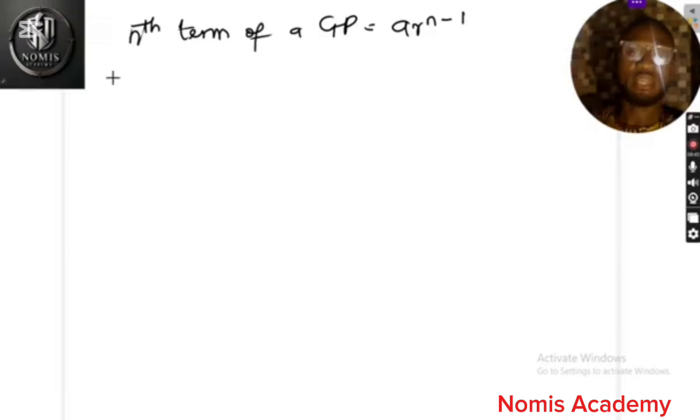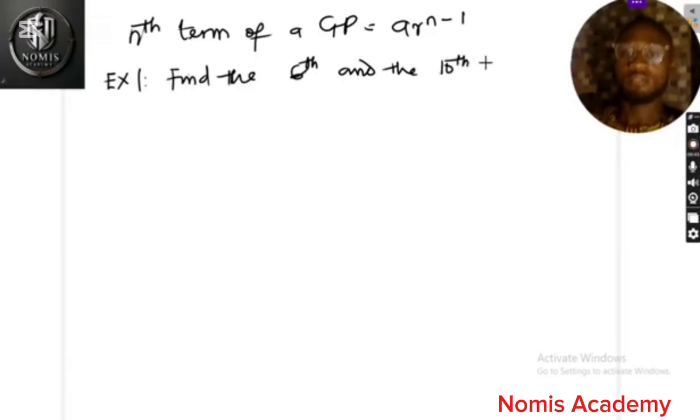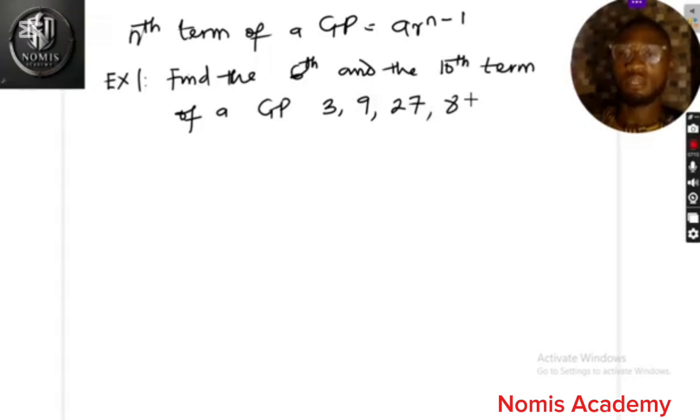So let's take an example. Example number 1. Find the sixth and the 10th term of a GP: 3, 9, 27, 81. So it continues like that. So let's get into the solution.